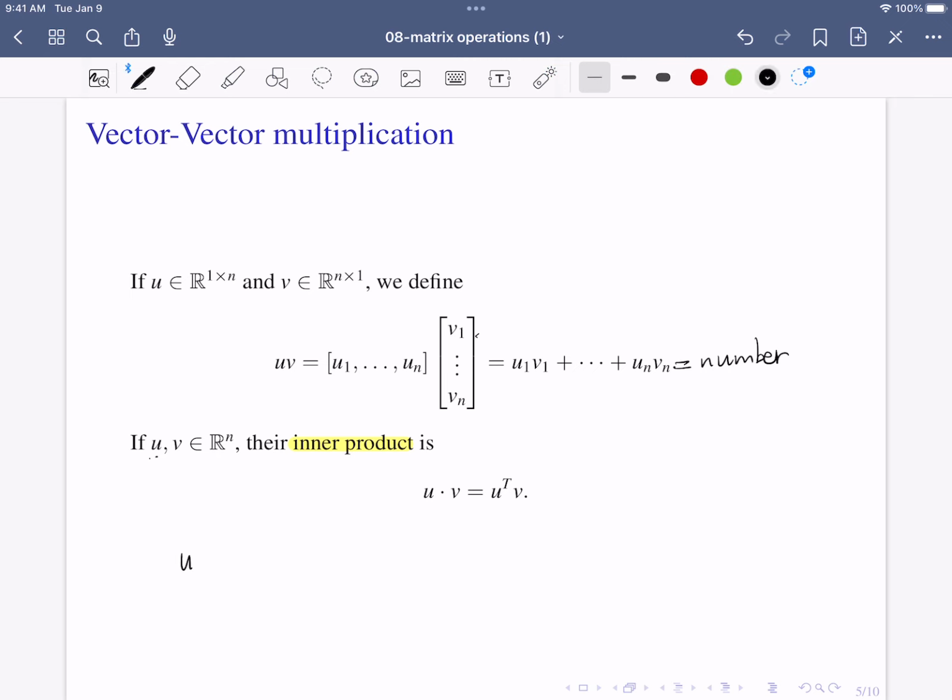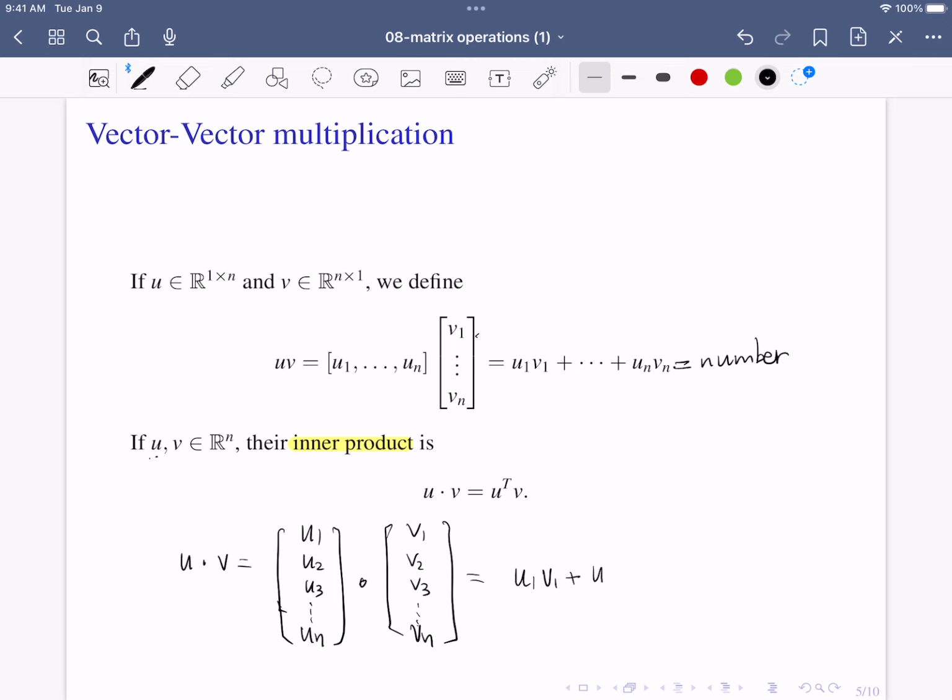So if we write this again, we can think of U1, U2, U3, all the way to Un, dot product V1, V2, V3, Vn, and the answer is we do element-wise multiplication, but add them together. So eventually we get a number. The sum of n numbers is a number.